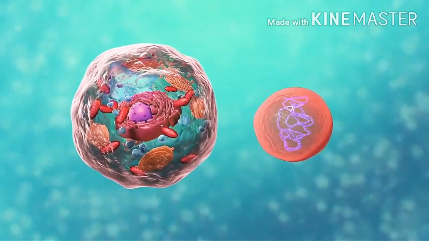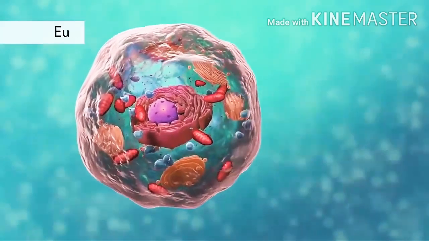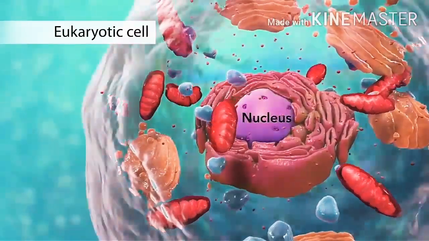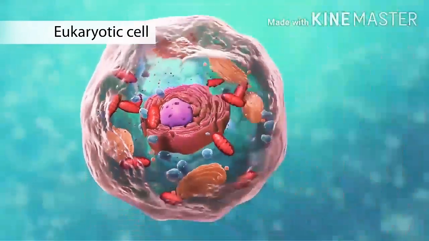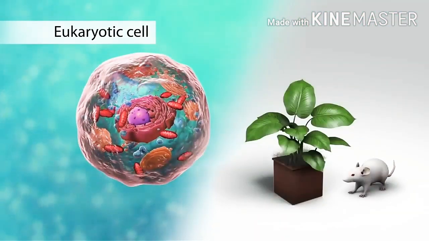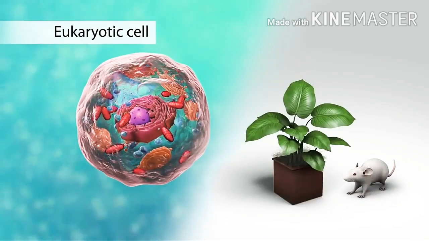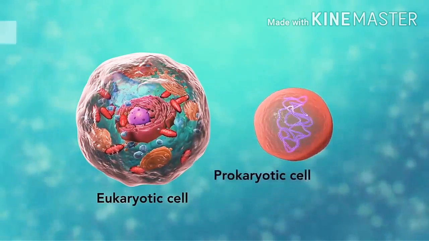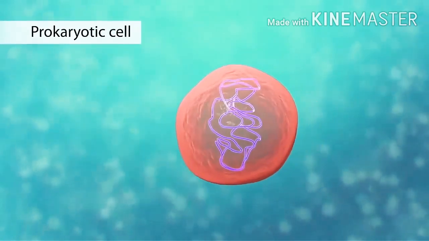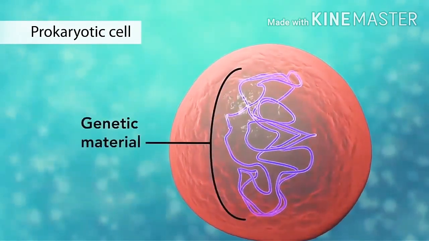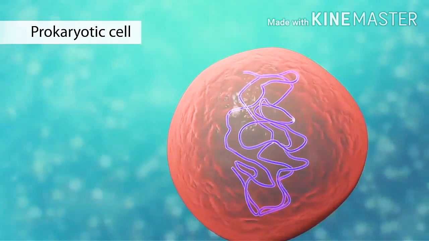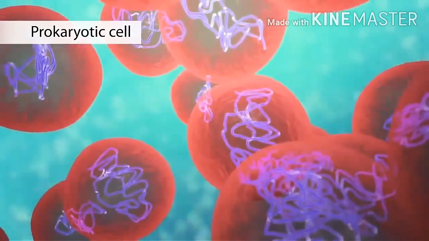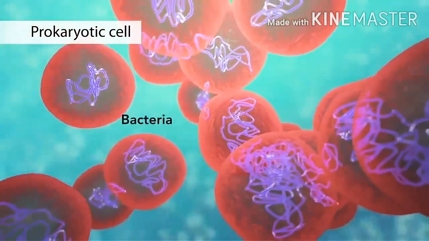Next, these three parts and a few cell organelles are present inside eukaryotic cells. Eukaryotic cells have all these parts and a well-defined structure. These kinds of cells are present in all kinds of plants and animals. But there is another kind of cell that is called a prokaryotic cell. A prokaryotic cell does not contain a true nucleus. It has genetic material, but the genetic material is stored in an undefined manner. These kinds of cells are present in a few bacteria.